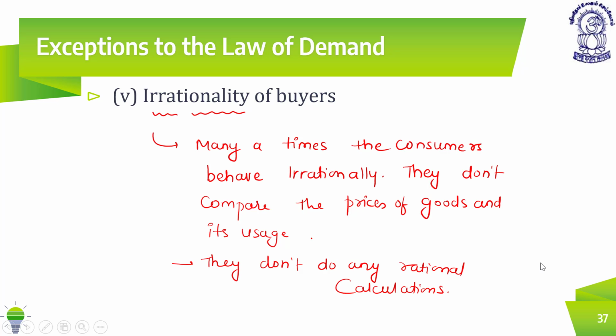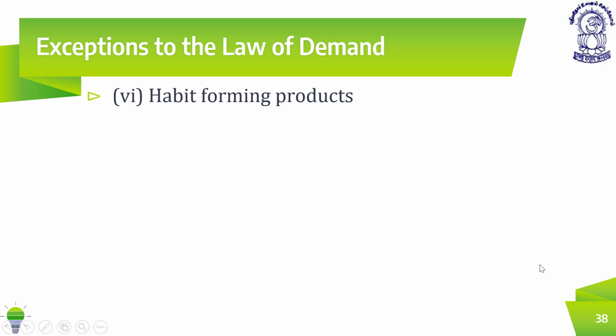Let's move to the next point. This is habit forming products. So many a times it happens that there are a few products to which the consumers are habitual. So supposing the price of the product is rising, still the consumers are not able to leave that product and they still consume it and the demand increases.